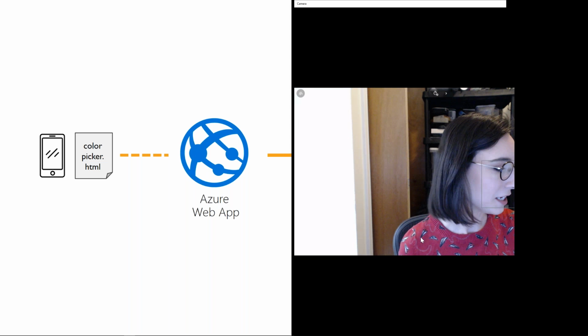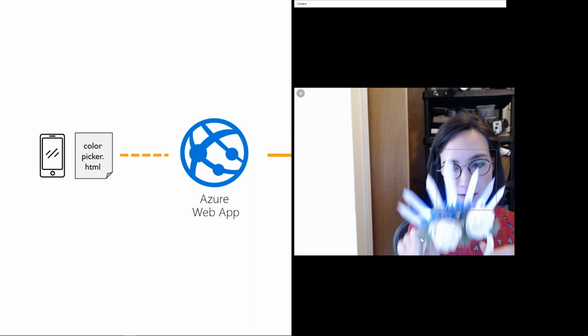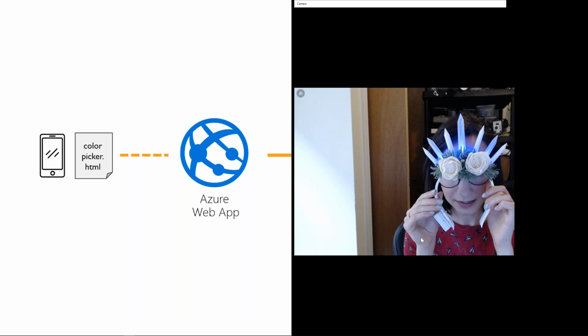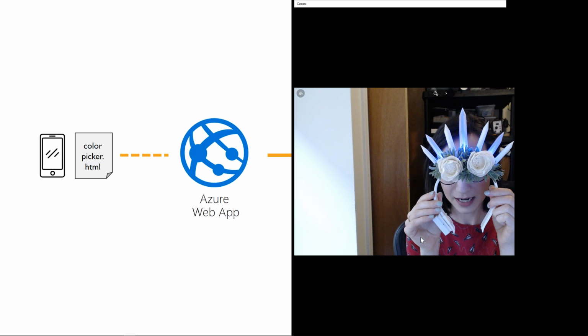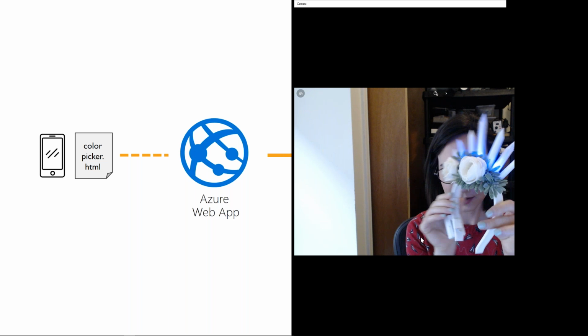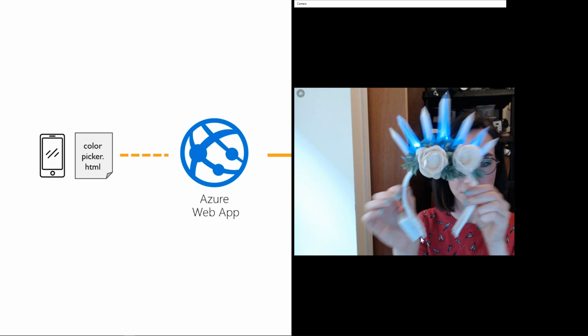I have the camera here, and this is the tiara. It's harder to see the lights just because the lighting in here is quite strong. But this is sort of what it looks like. This is what it looks like with the enclosure on there.